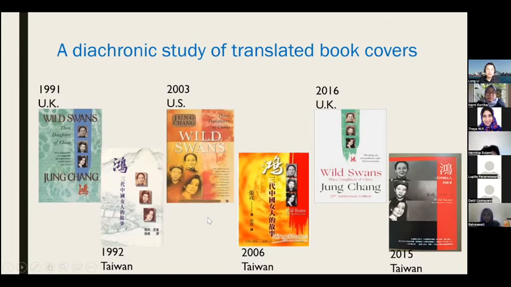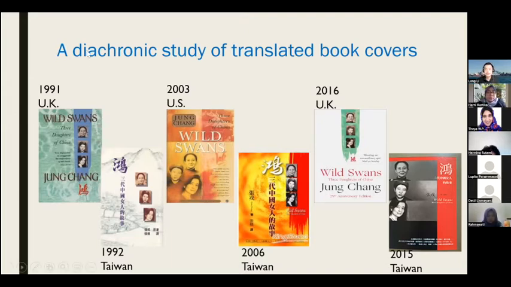And because I will refer to them as English covers or English language covers and Chinese language covers, because definitely the 1991 cover is the source cover for the 1992 Taiwanese cover. But we can't really say the same for the subsequent pairs. Especially, you may notice that the 2016 British cover was published after the 2015 Taiwanese cover. So they are not exactly source text and target text. So that's why I'll refer to them as English and Chinese language covers.